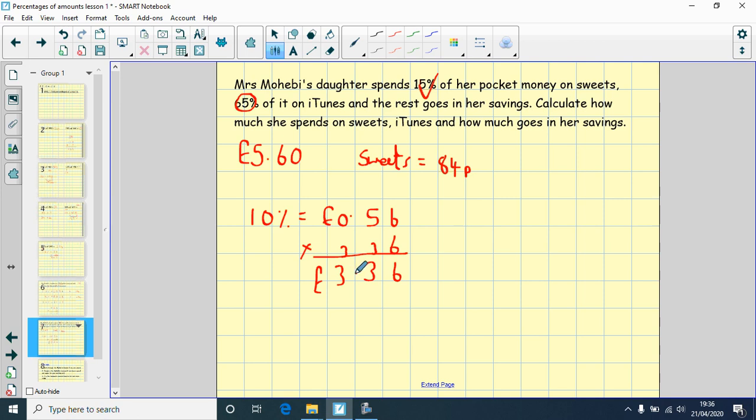Now we've just worked out what 5% is. If we know 10% is 56p, now 5% is half that, so that's 28p, so £0.28. So I now need to add, because that's 60% there, I need to add this amount and this amount to get 65%. So I do £3.36. I'm doing a lot of jottings on this question, aren't I? Plus £0.28.